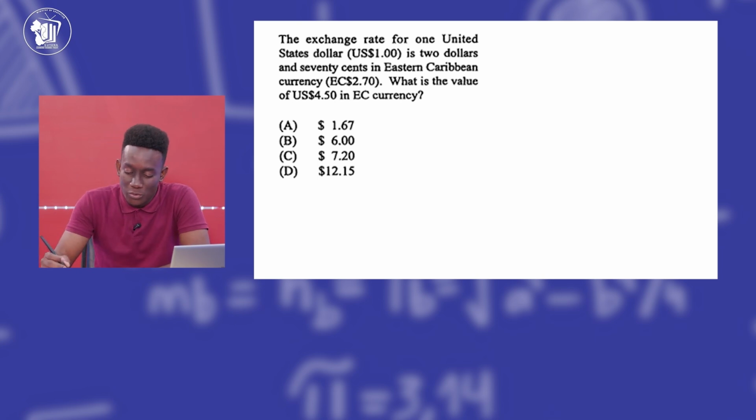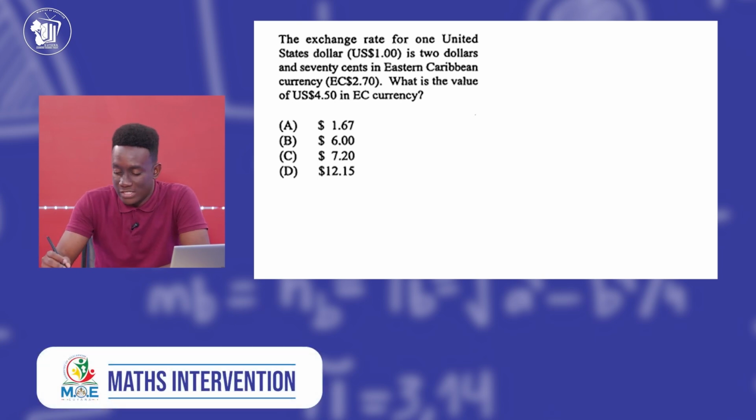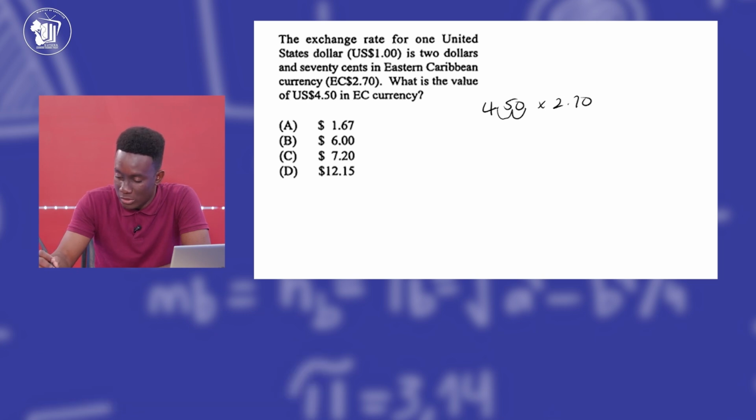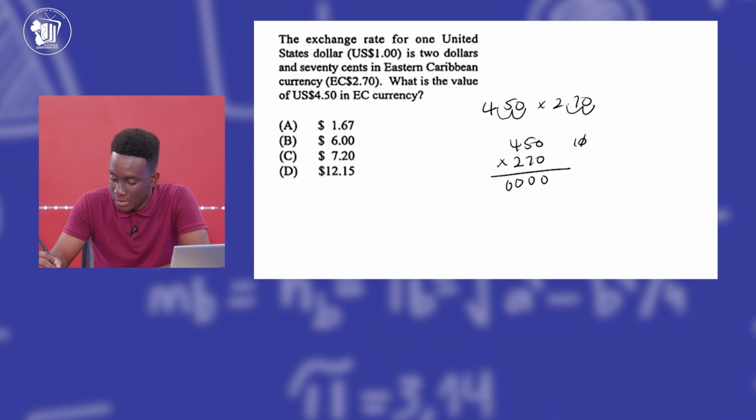So let's go. We want to convert US $4.50, so this will be 4.50 multiplied by 2.70. What we can do is move the point to the end, and you'll have 450 multiplied by 270. So we put a 0 here, we put a 0 here, we multiply. 2 times 0 is 0, 2 times 5 is 10. 2 times 4 is 8 and 1, 9. And you put a 0 and then a 0.